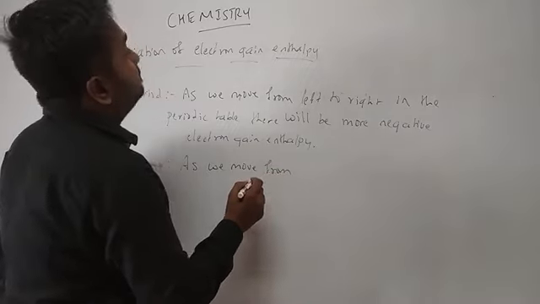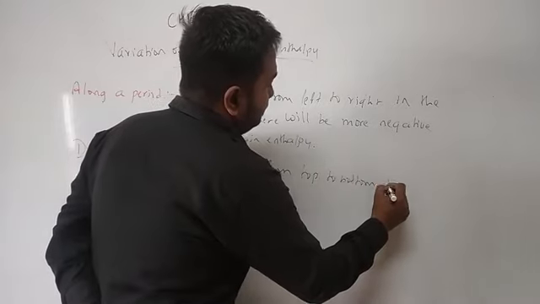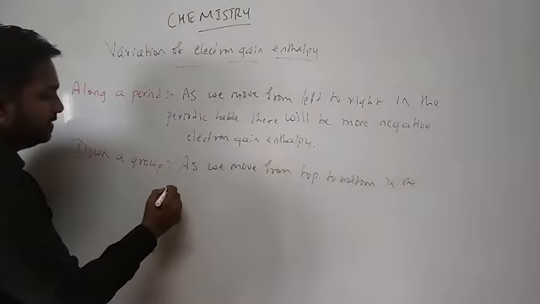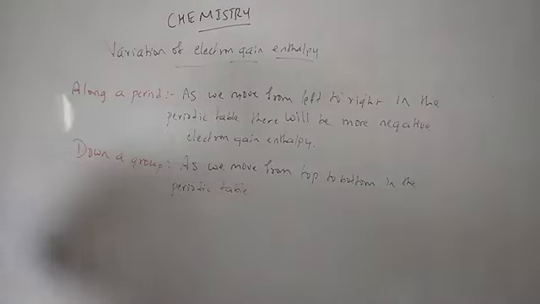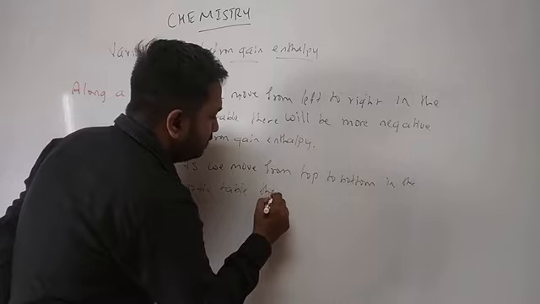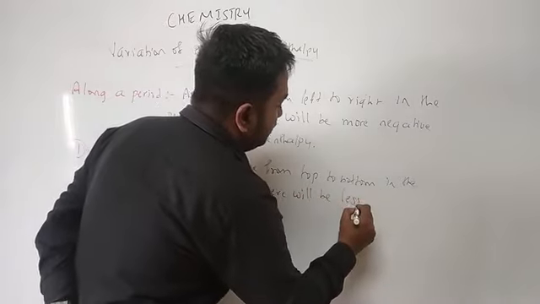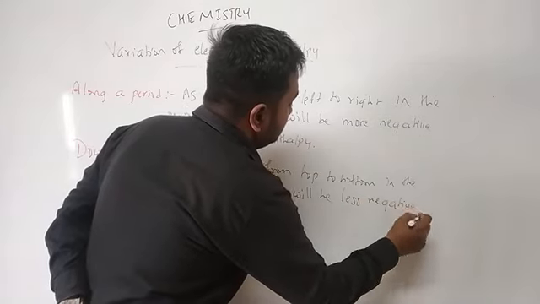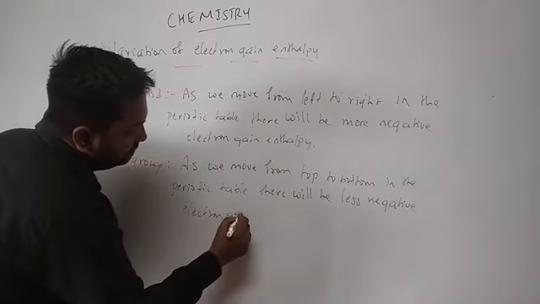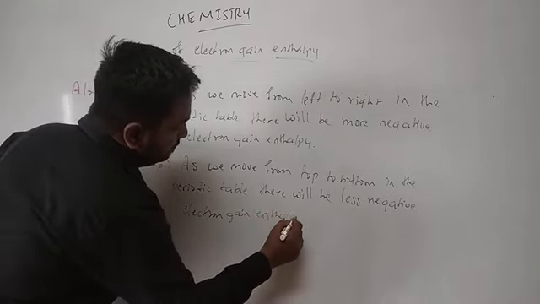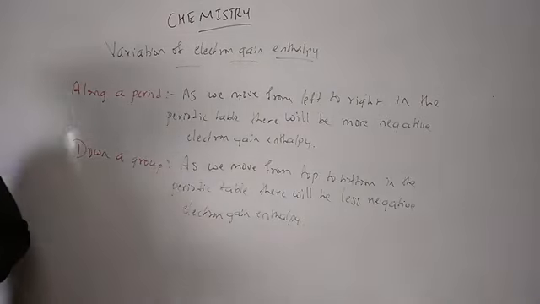As we move from top to bottom in the periodic table, there will be less negative electron gain enthalpy. So this is the concept of electron gain enthalpy, one more important physical property.